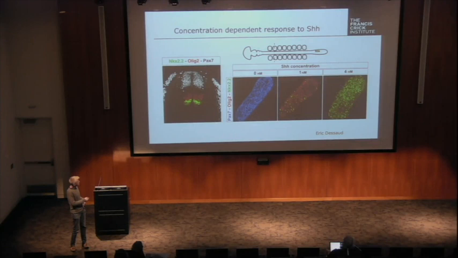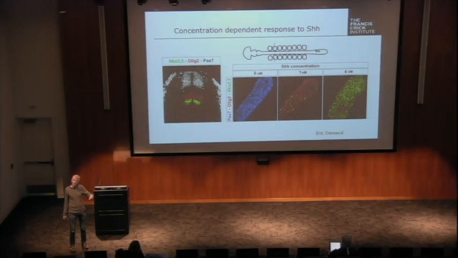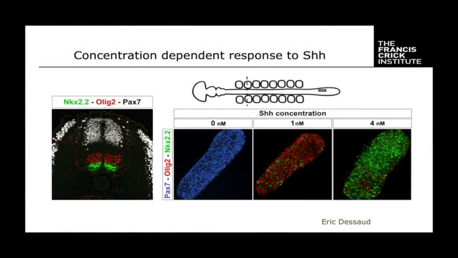So in the absence of any hedgehog, most of the cells in these explants express a gene, PAX7, characteristic of the dorsal neural tube. If we culture in the presence of a moderate concentration of hedgehog, 1 nanomolar, PAX7 is not expressed, and instead OLIG2, this red gene, characteristic of the middle of the ventral neural tube, is expressed. If instead of 1 nanomolar we use a higher concentration, 4 nanomolar, then you see the induction of this green gene, NKX2.2, characteristic of the progenitors in the very ventral neural tube, just adjacent to the floor plate, the source of hedgehog, at the ventral pole.